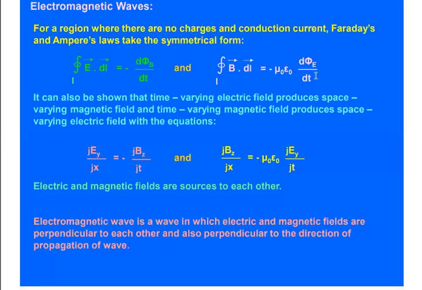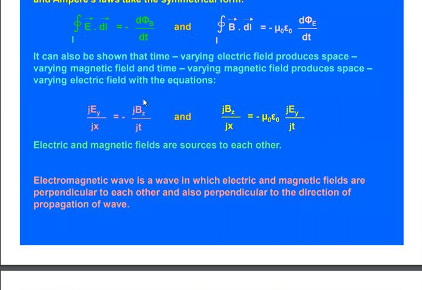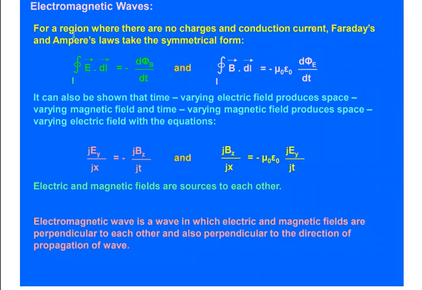So here we see that in the region where no charge and no conduction current is available, we were discussing Faraday's law and Ampere's circuital law. Whenever there is a region where no charges and no conduction currents are there, then Faraday's law and Ampere's circuital law take the symmetrical form, indicating that the change in electric field appears as magnetic field and change in magnetic field appears as electric field.